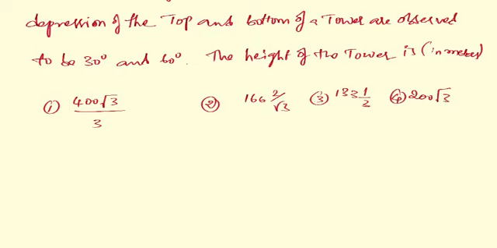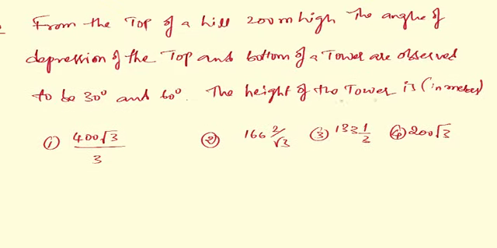What is given in the next problem? From the top of a hill of 200 meters high, the angles of depression of the top and bottom of the tower are observed to be 30 degrees and 60 degrees. So there is a big hill, and from the top of the hill there is a tower, and the tower is given like this. You are observing the tower.